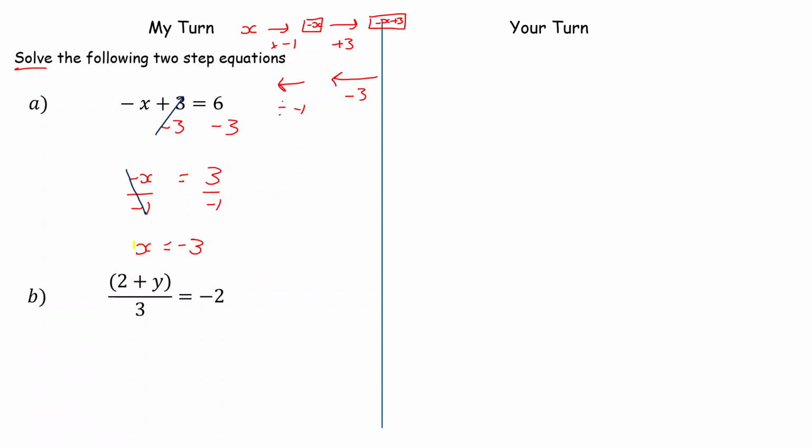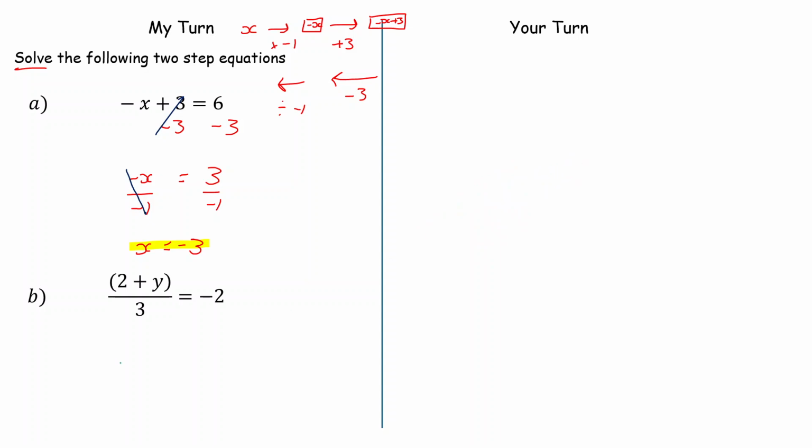And this is the kind of question that a lot of students would get a wrong sign for. And we can check it, which is a really important idea to do. So if we go back to the equation, which was minus x plus 3 equal to 6, if x is equal to negative 3, you've got negative x, and x is minus 3, so minus x goes to plus 3. So plus 3 plus 3 is indeed 6. So the answer is definitely x equal to negative 3.